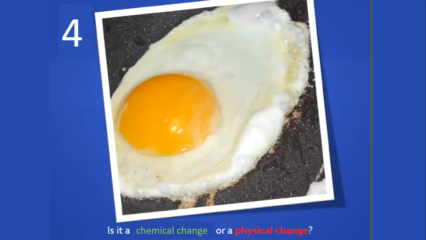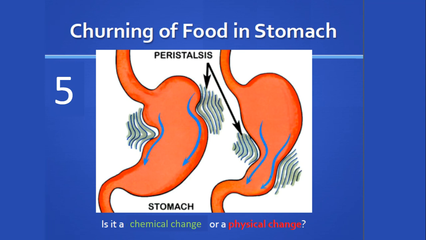Right here, you take an egg and you crack it. You put it into a hot frying pan. The clear part of the egg starts to turn white and it cooks. Is this a chemical change or a physical change? Pause the video and write your answer.